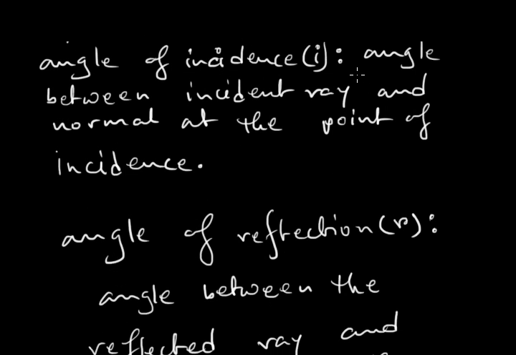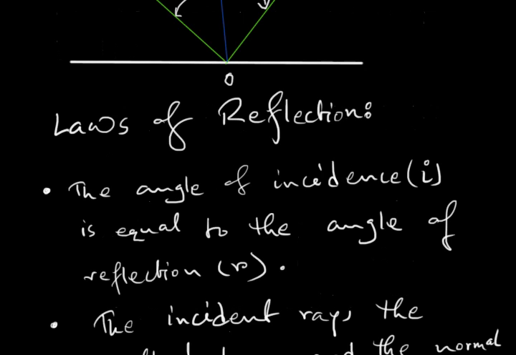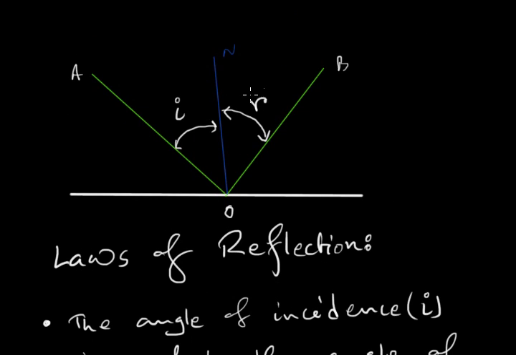Now, the angle of incidence is the angle between the incident ray and the normal at the point of incidence, that is angle I, and the angle of reflection is the angle between the reflected ray and the normal at the point of incidence, and this is denoted by R. R is the angle of reflection, I is the angle of incidence.